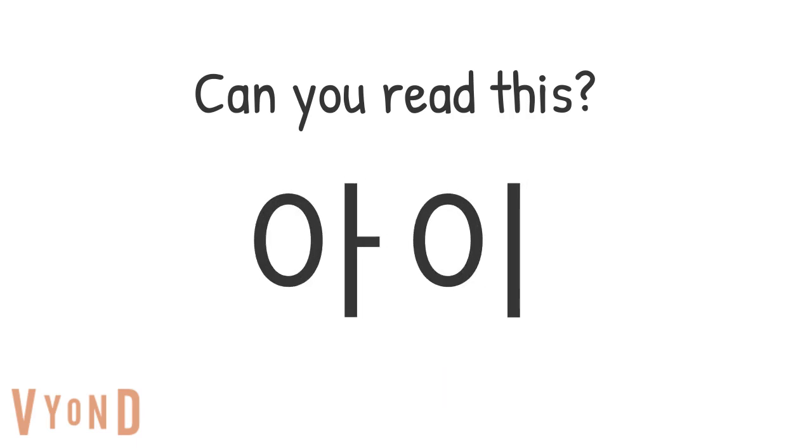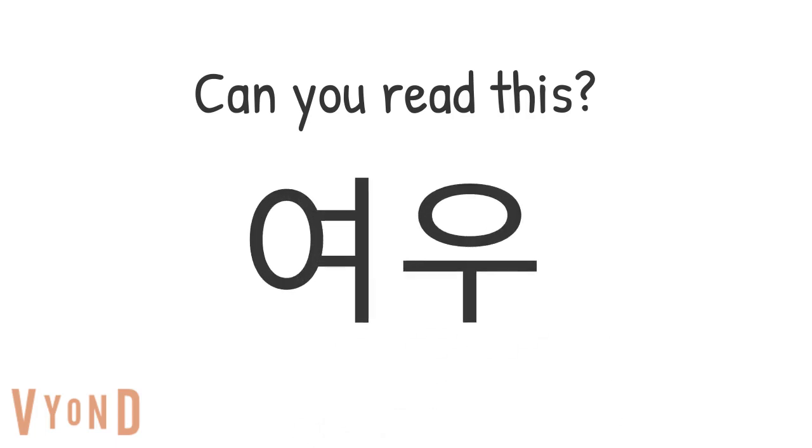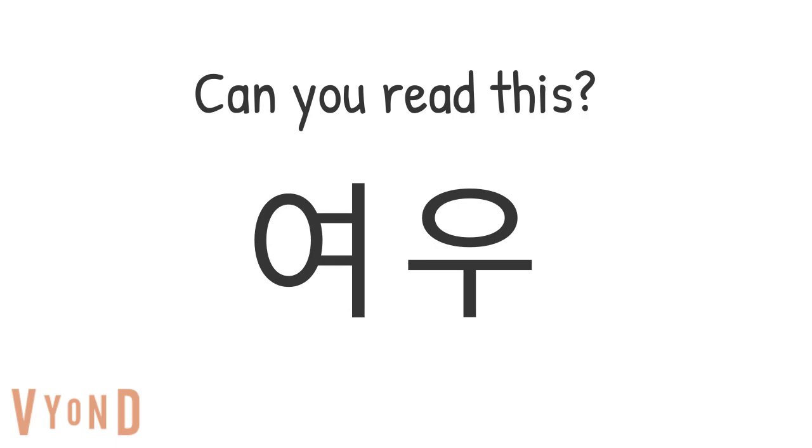What about this one? 아, 이, 아이, 아이. 아이 means child. What about this one? 여, 우, 여우. 여우 is fox.